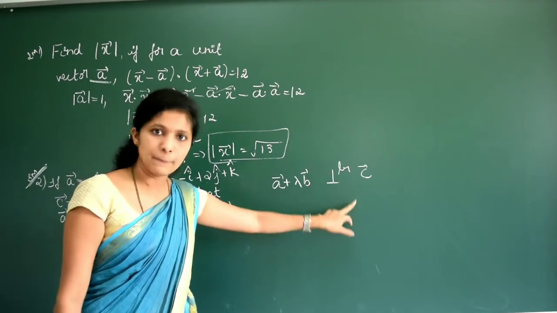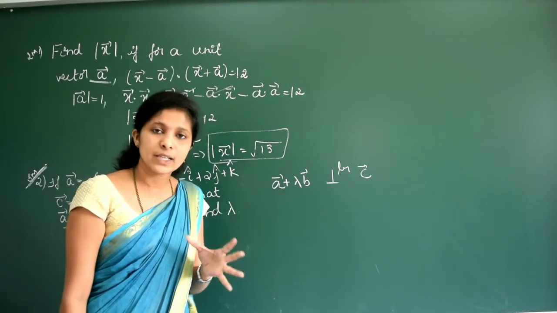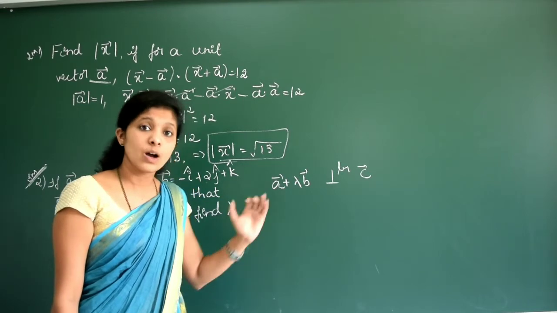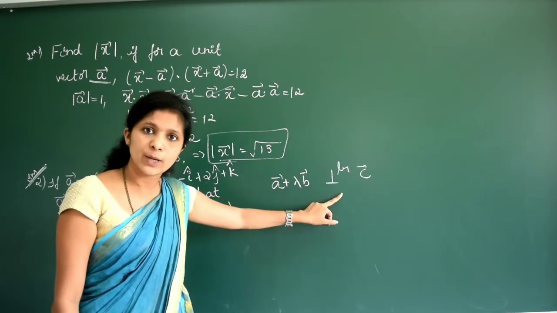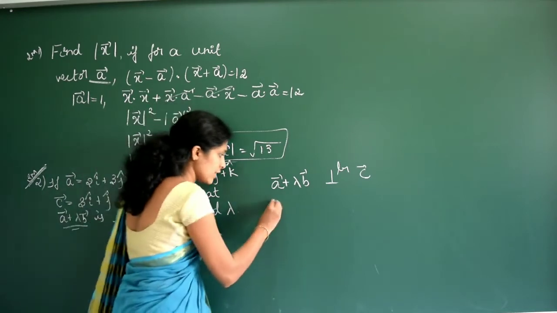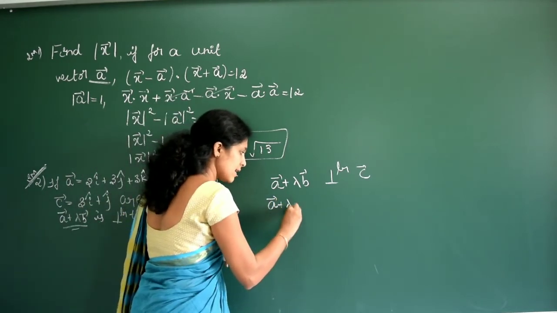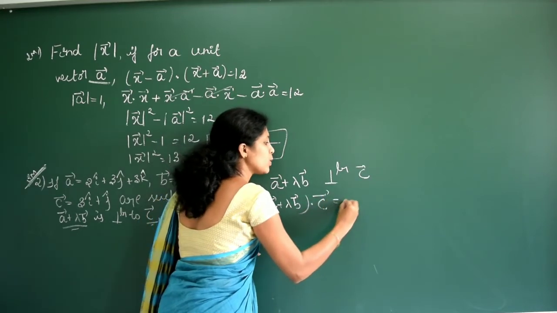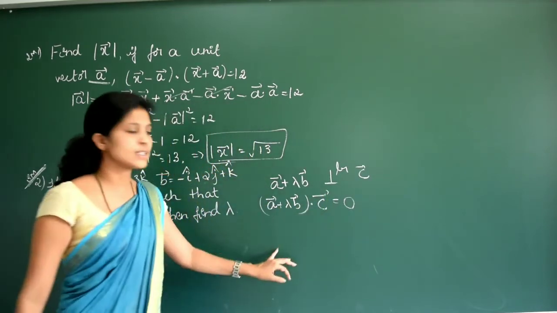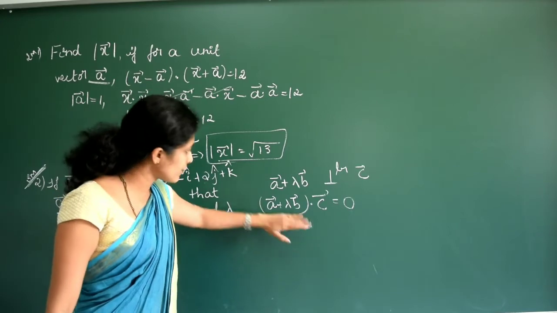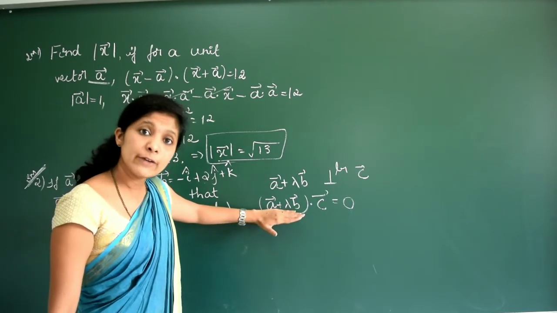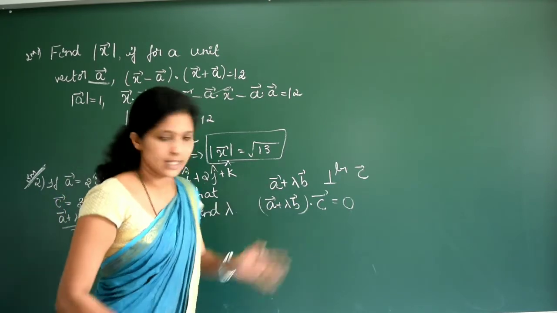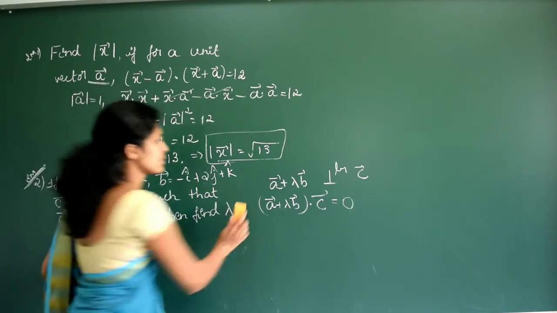If they are perpendicular, then the angle between them will be 90 degrees, right? So the dot product of these two will be equal to 0, right? So what we can write: A vector plus lambda B vector dot C vector will be equal to 0, right? By using this we can find the value of lambda. For that, first we need to find the value of A vector plus lambda B vector. Is it clear?